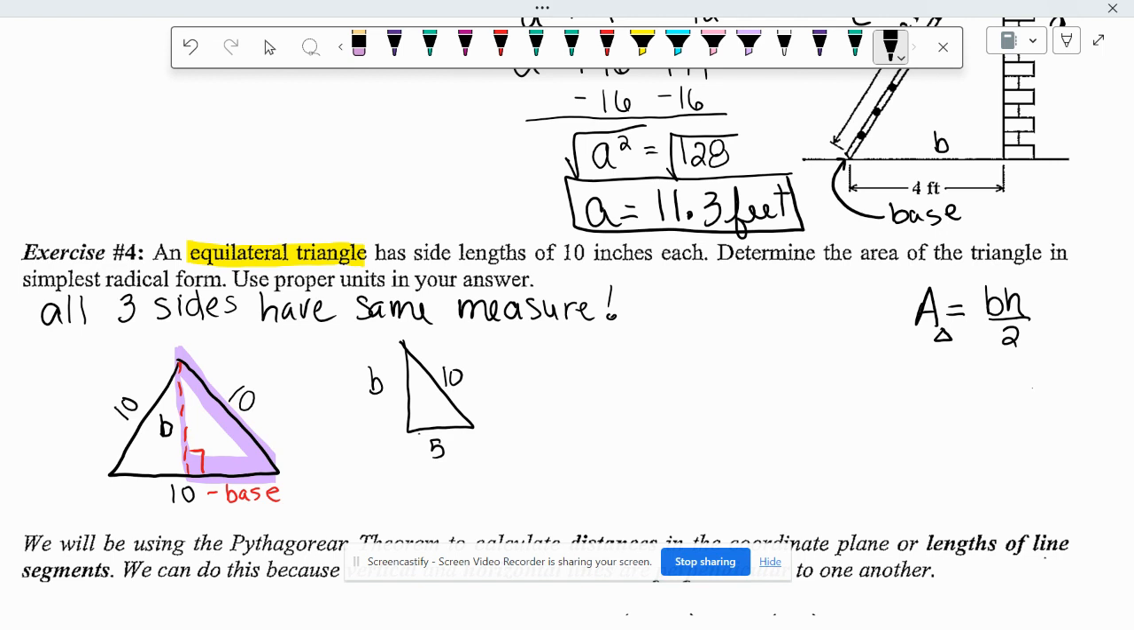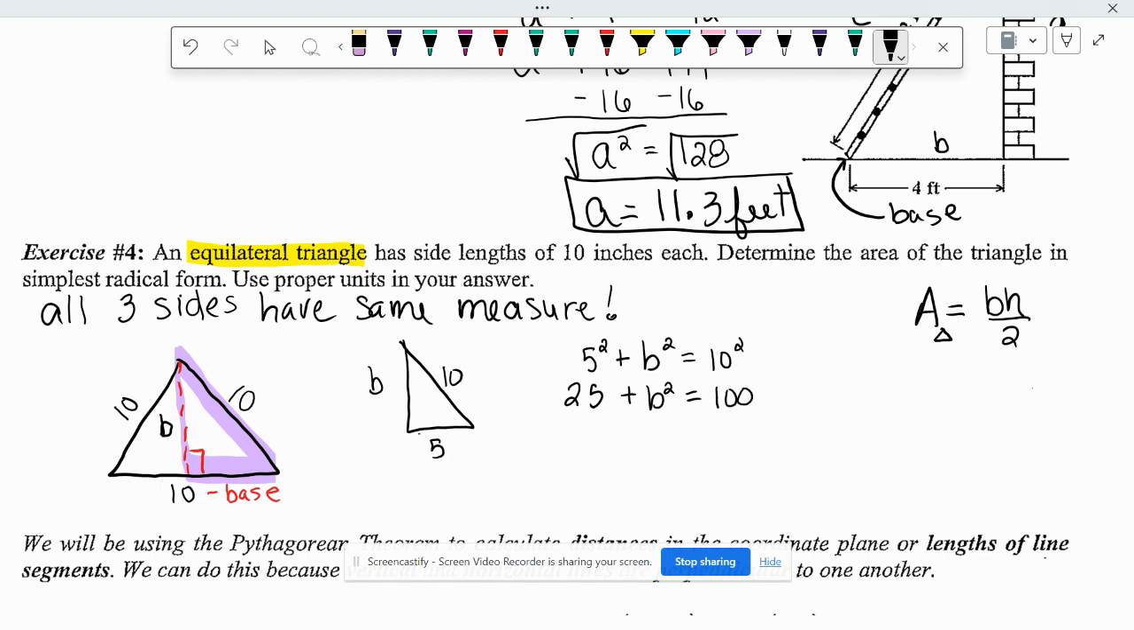How's that going to look? That's going to look like 5 squared times b squared plus b squared plus b squared equals 10 squared. Perfect. 5 squared is 125, plus b squared equals 100.